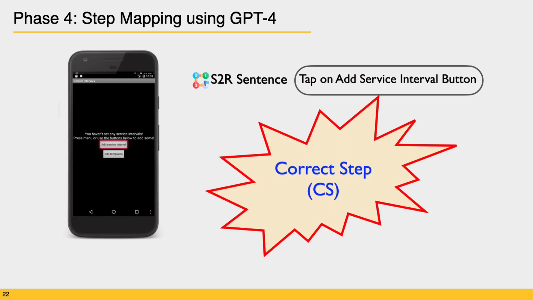In a particular GUI screen, if the interaction described in the S2R maps to a single interaction on the GUI screen, it is denoted as a correct step. In this slide, the S2R "tap on add service interval button" maps to exactly one GUI interaction. Therefore, it is denoted as a correct step.